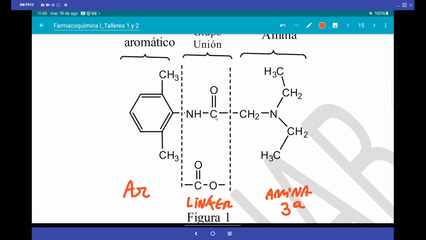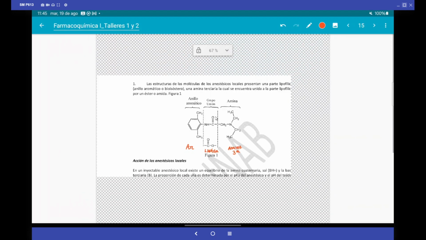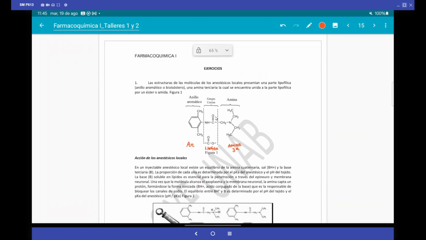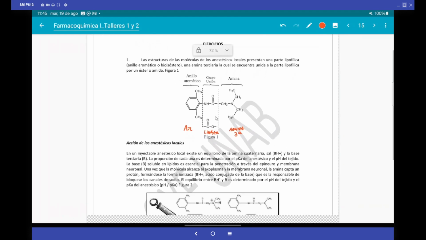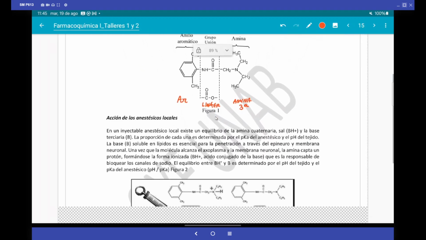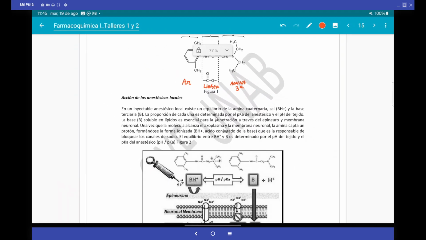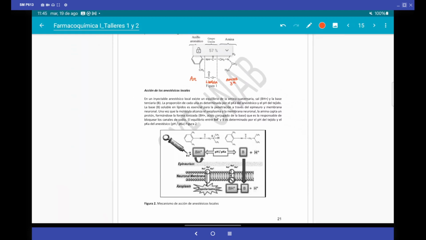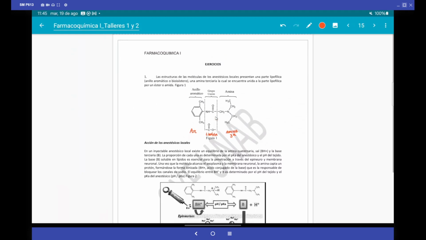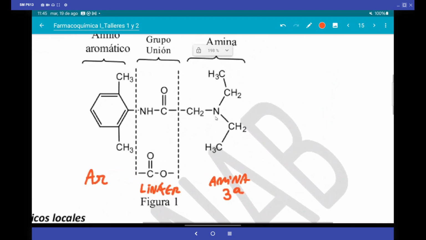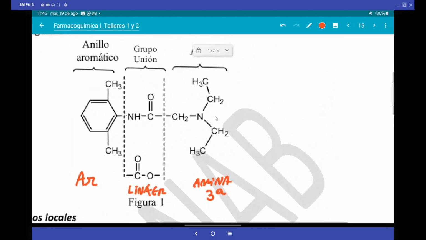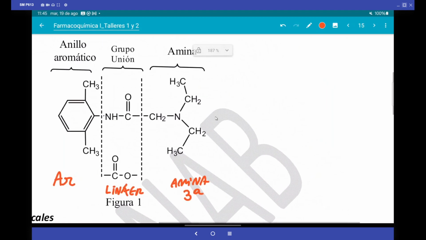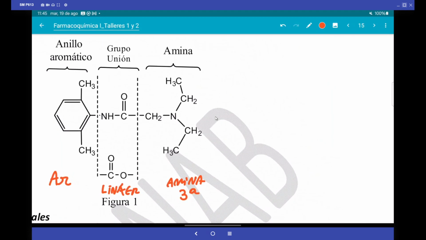This, I think, is lidocaine. It says it is an injectable, and it does not say the name. And this is the lidocaine. Well, famous is procaine. That would be the same.